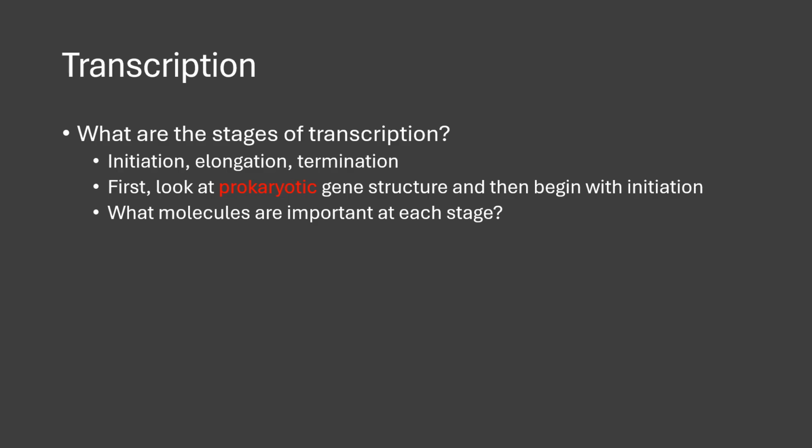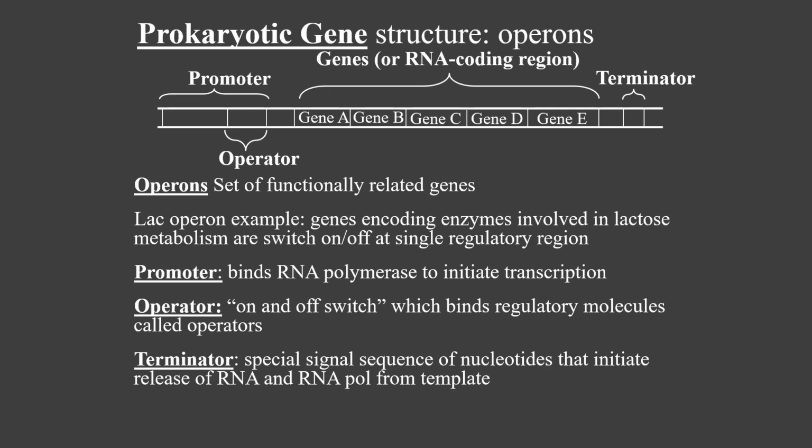Okay, so we'll go through the stages of transcription. And these stages are initiation, elongation, and termination. And before we get into that, we'll look at the structure of a gene first and begin with initiation. So the structure of a gene you could diagram out like this. You have from left to right, and sometimes we say that this region would be upstream of the genes that we're talking about, and this region would be downstream.